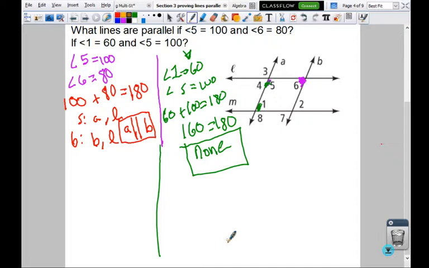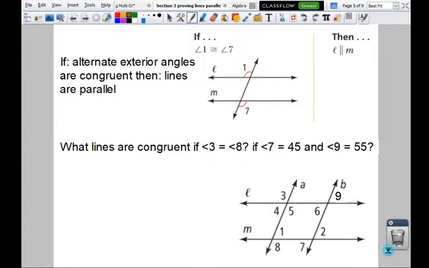Alright, so we've got one or two more real quick, since you guys are doing pretty good. And then our last one: if the alternate exterior angles are congruent, then we have parallel lines somewhere, just like before. So looking at this little shape right here, 1 and 7 are alternate exterior. They are congruent, which means L is parallel to M.